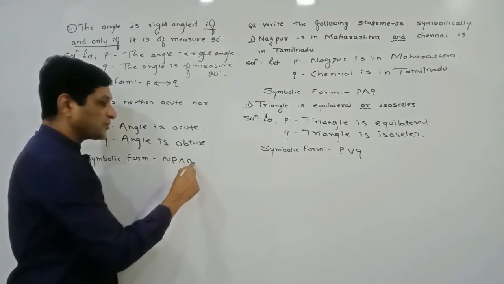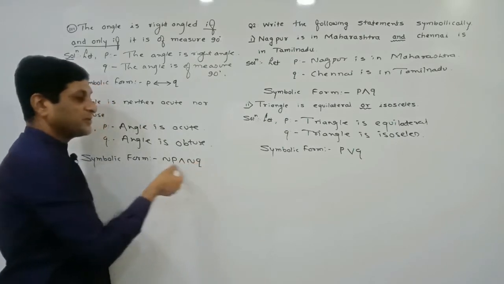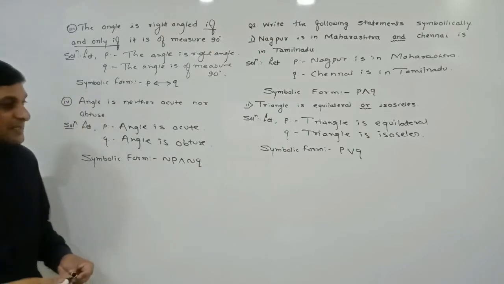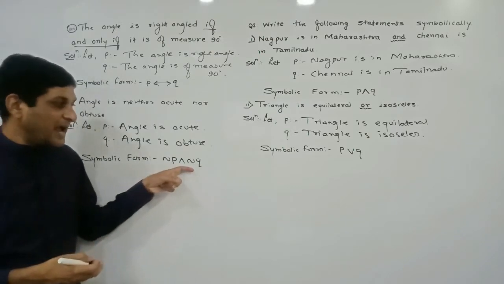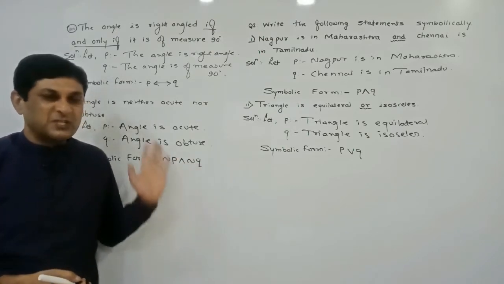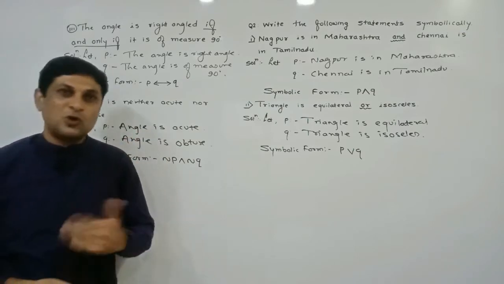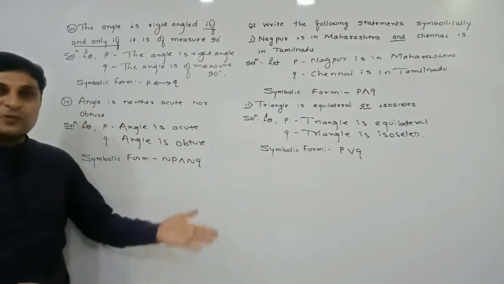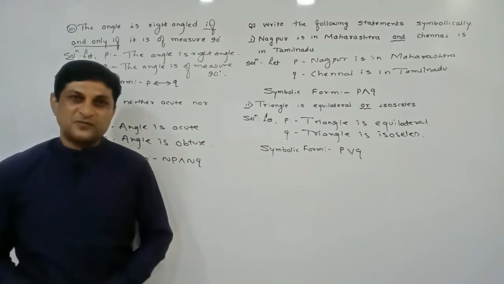And not obtuse. Obtuse means Q. So not obtuse means what? Negation Q. It means the angle is not acute and it is not obtuse, which means the angle is neither acute nor obtuse. In this way we have converted the given statement into symbolic form.